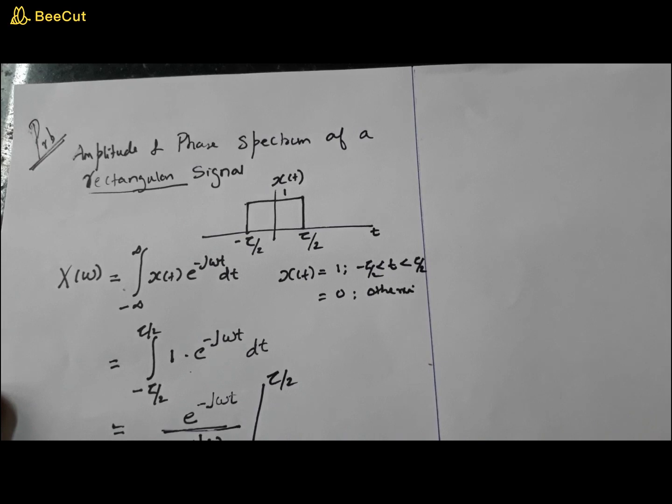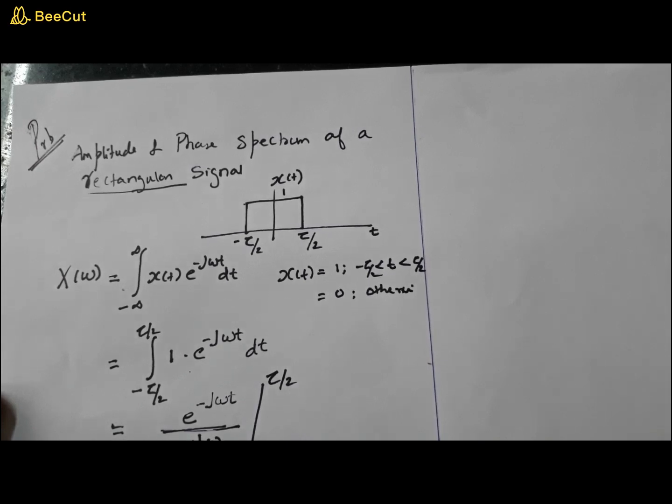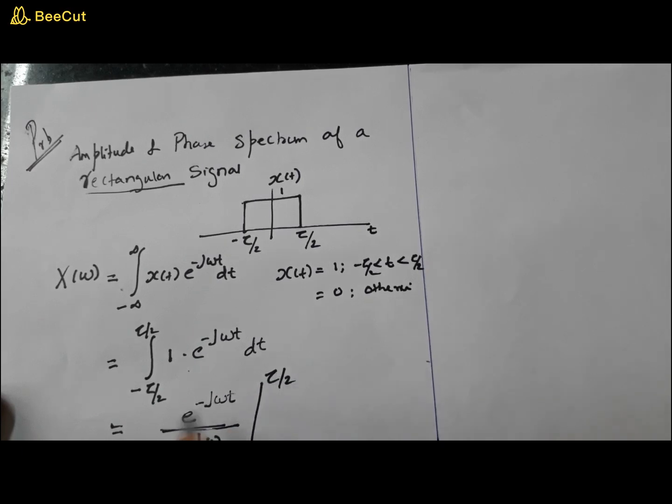So you will be getting an expression like this: 1 by j omega into e raised to minus j omega tau by 2, putting tau by 2 instead of t. Then you have a minus here, already you have a minus, so this minus of minus becomes plus, e raised to plus j omega tau by 2, right?